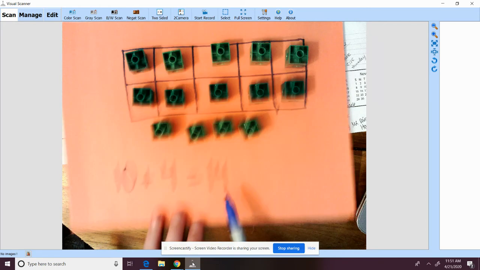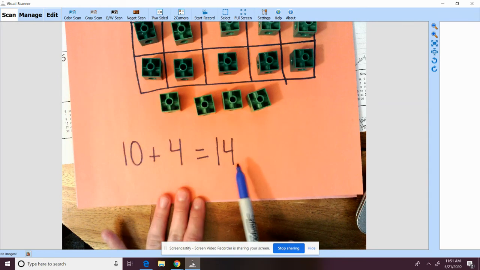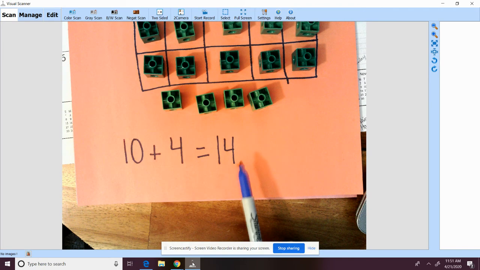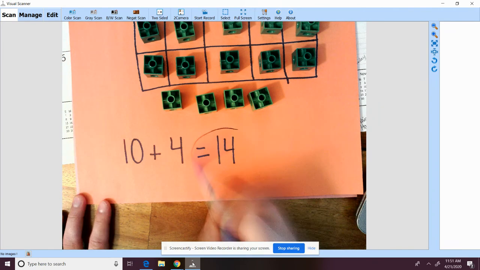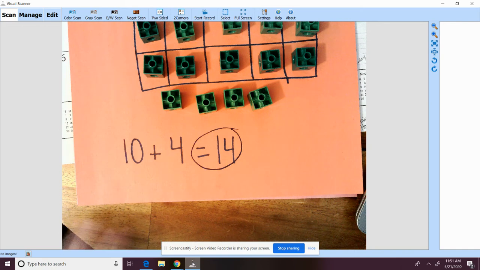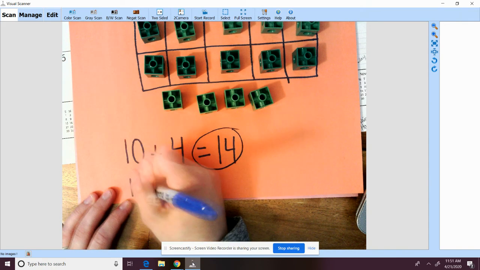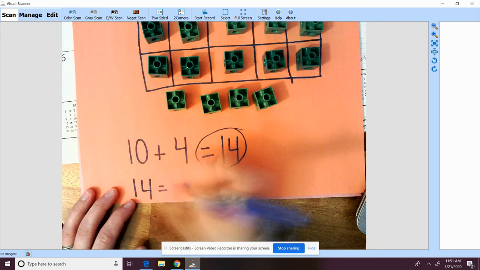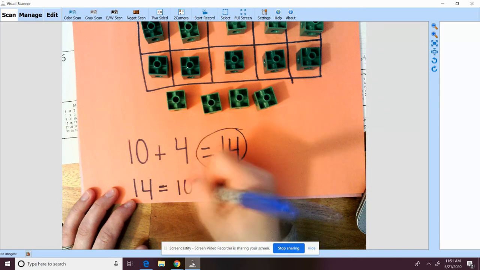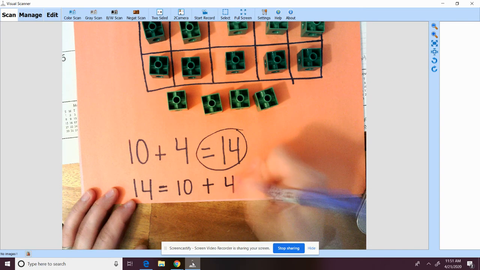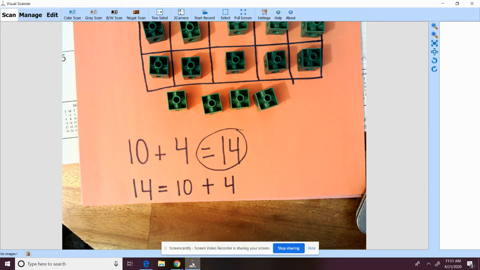Now, on some of your math today, kindergarten, they are going to try to trick you again, and they are going to be putting the sum at the beginning. So their equation would look like this. 14 equals 10 plus 4. So it's the same equation. They're just flipping and putting the answer first, and then the two parts. So be careful that you're looking for that equal sign to figure out where your parts and your total need to go.